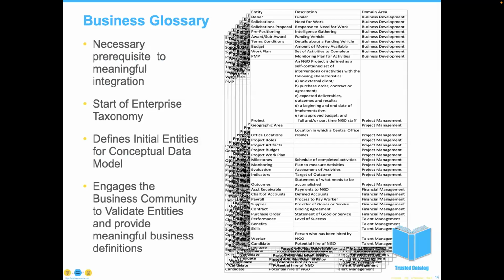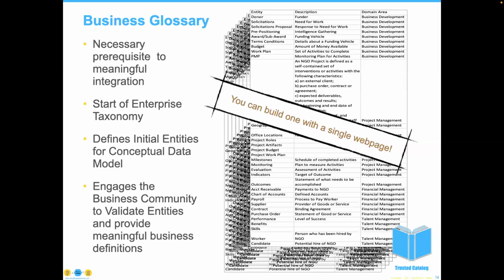It talks specifically about what the initial entities for the conceptual data model probably should be, and it engages the business community in order to drive these things back and forth. So you need to have a trusted catalog in order to do this. You can build one with a single web page. If you can't figure that one out, hit us up with the questions at the end and we'll get up to it.